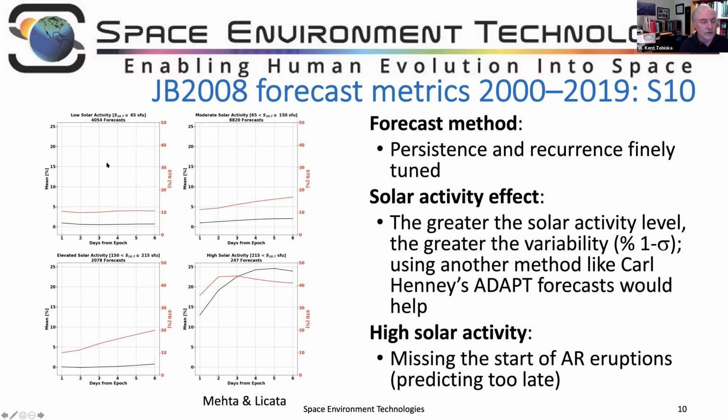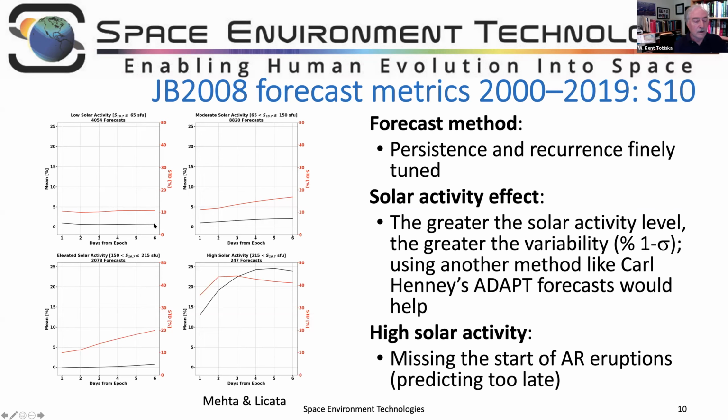And then you can see that for low solar activity, we've got some 4,000 forecasts. So this is based on a West Virginia University group that's gone through and looked at our forecasts and compared them to what the actual values were. So the S10, our forecasts even out to 6 days for low activity are pretty good.